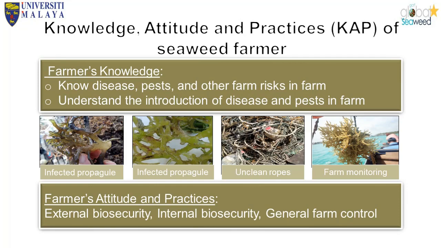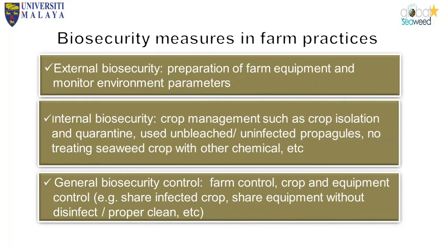The questions on farmer knowledge include: do they know about disease, pests, and other farm risks in their farm? Do they understand the introduction of disease and pests in the farm? The questions on farmers' attitude and practices include external biosecurity practice, internal biosecurity practice, and general farm control. The external biosecurity practices cover farm equipment preparation and environment preparation.